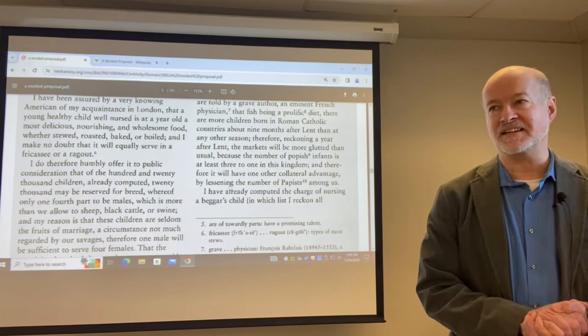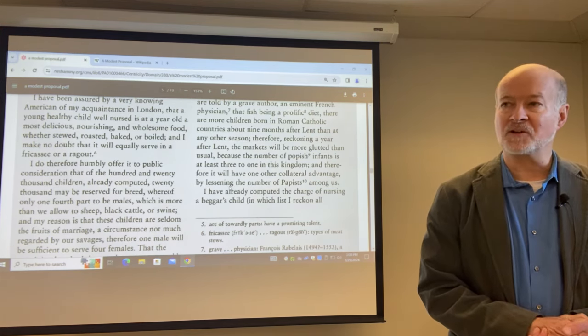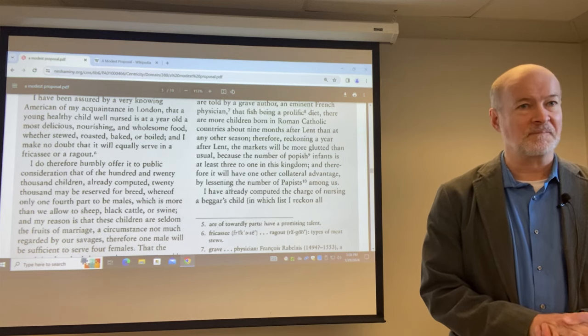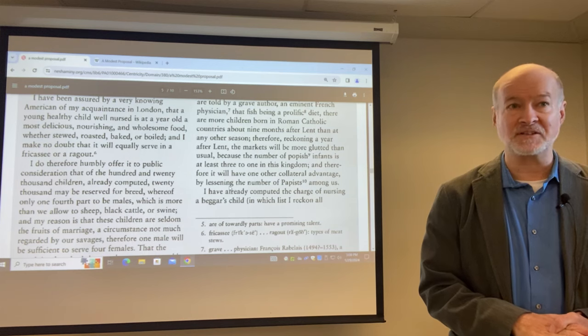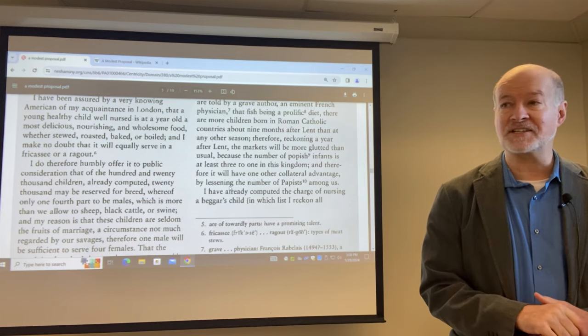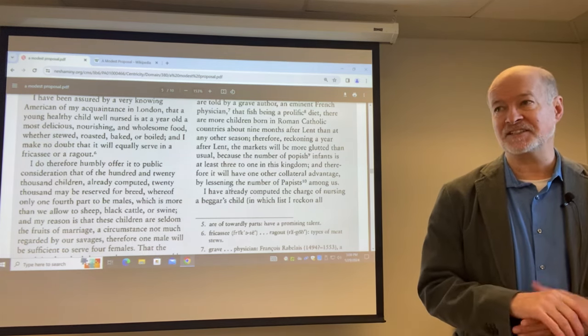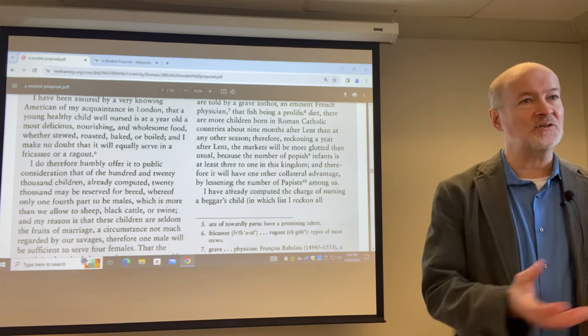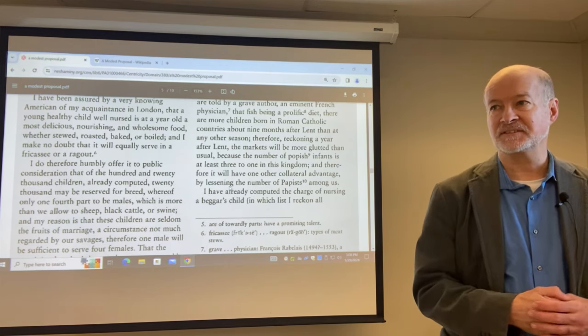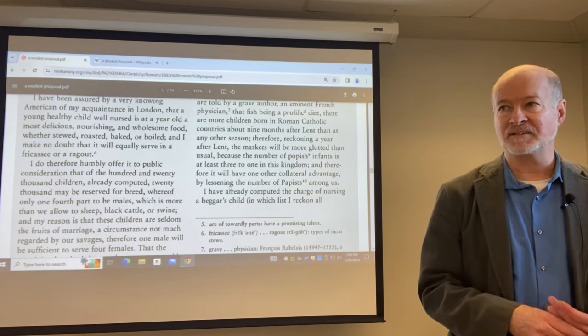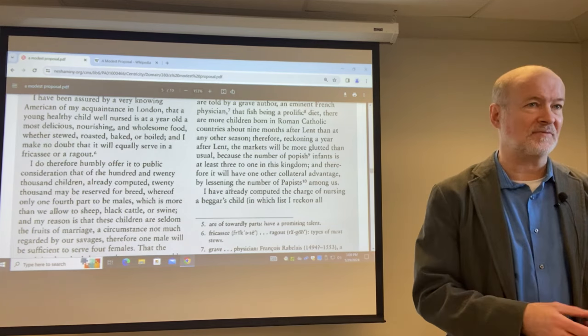Who's not to like this proposal? It solves the political problem, the religious problem, the financial problem, the thieving problem, pretty much every problem. And the money goes to the parents. They benefit from it. Rather than being burdened by the children, they benefit from it.